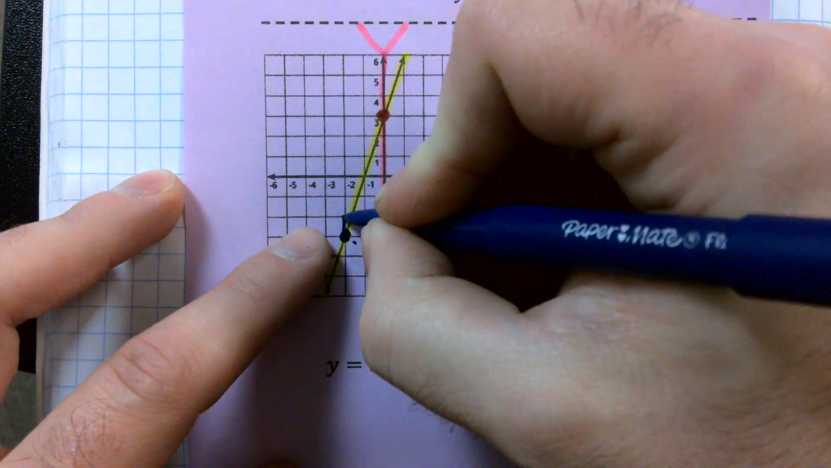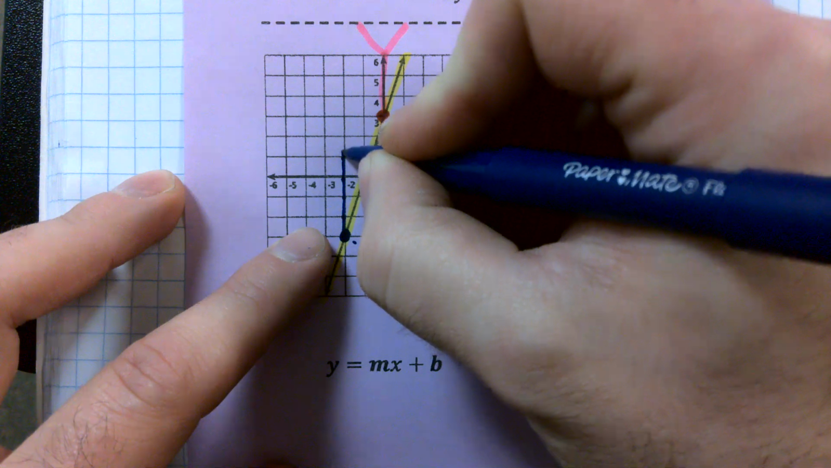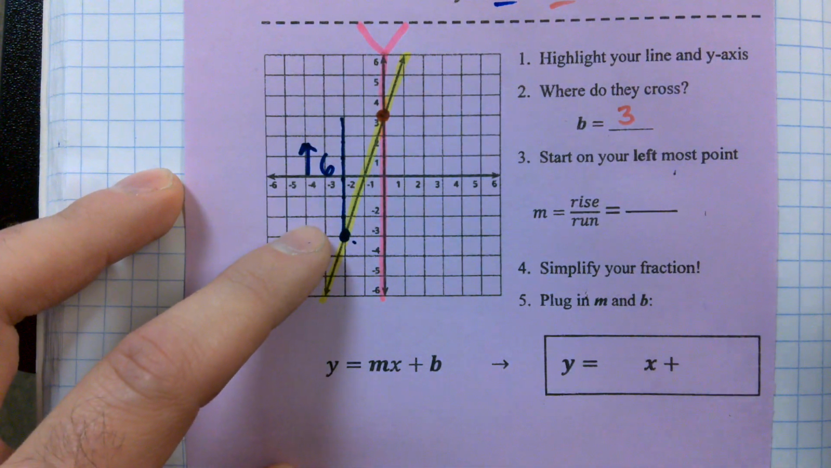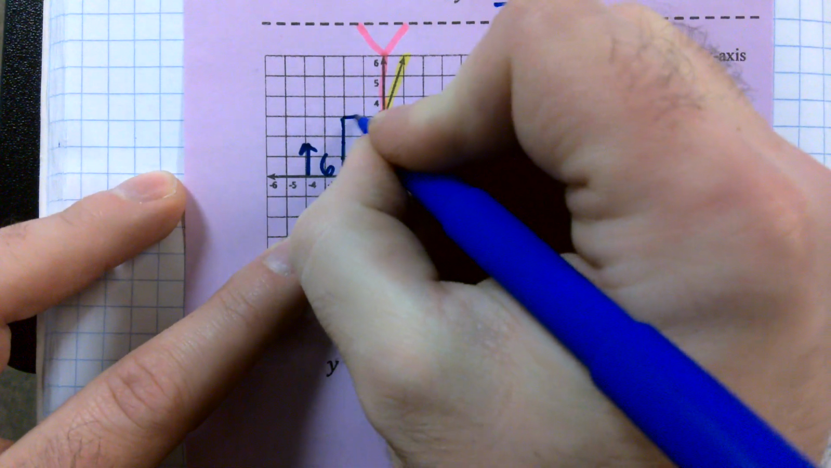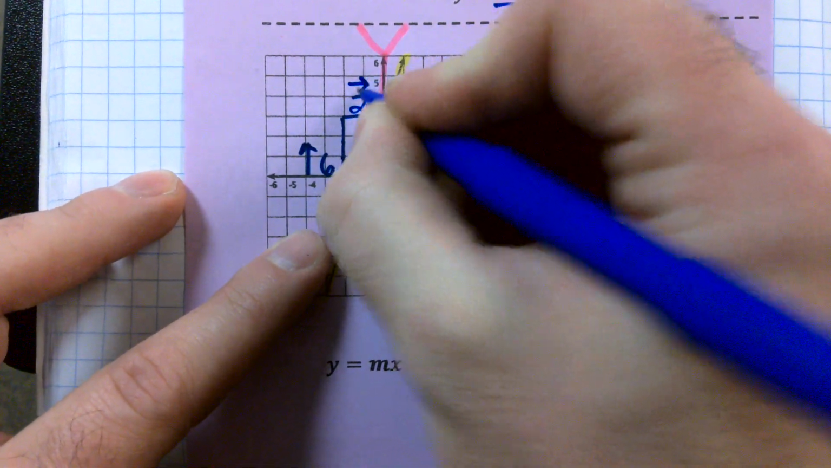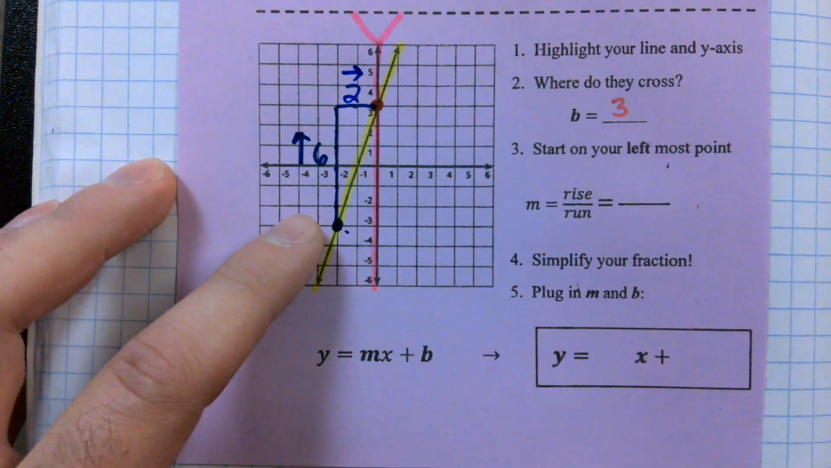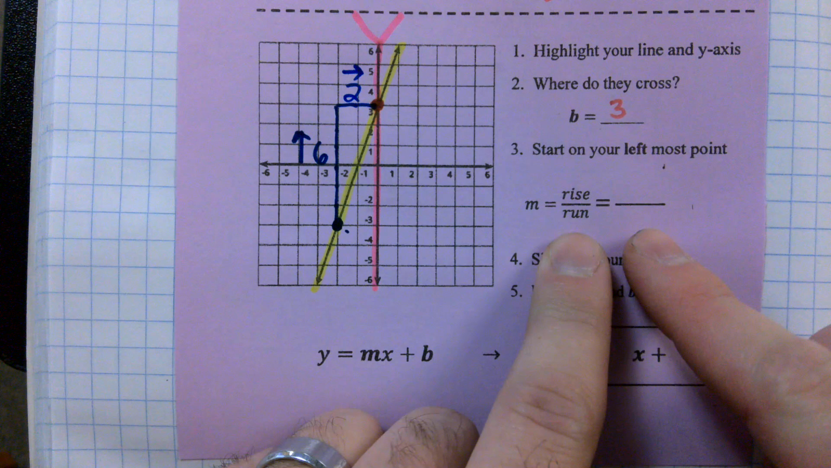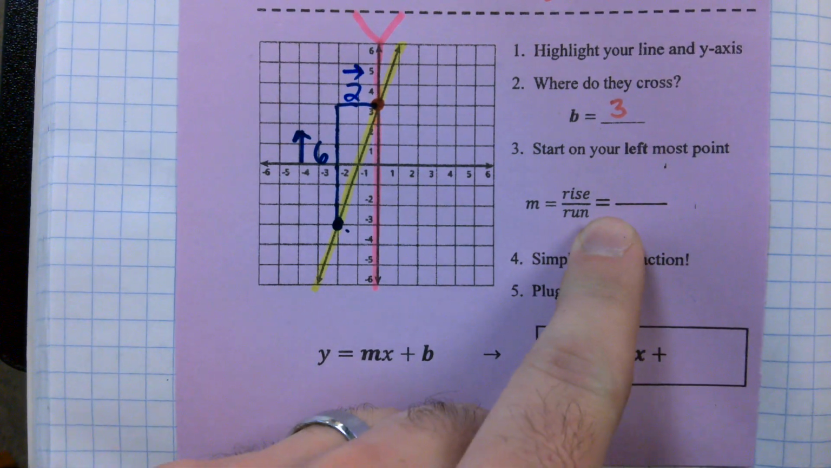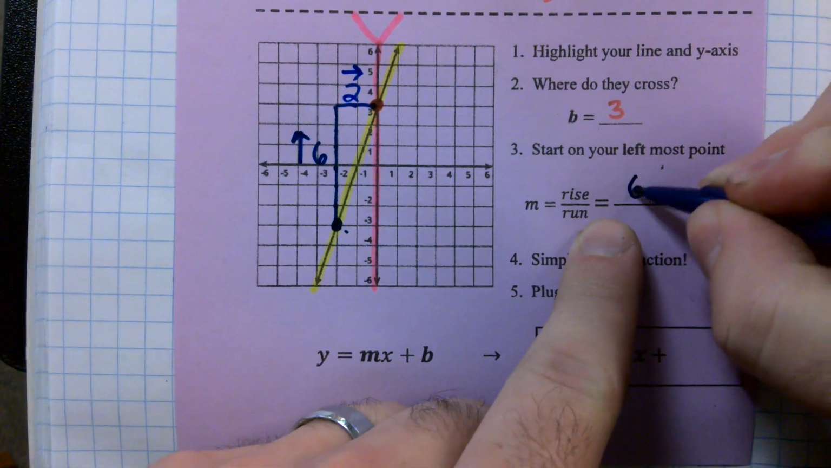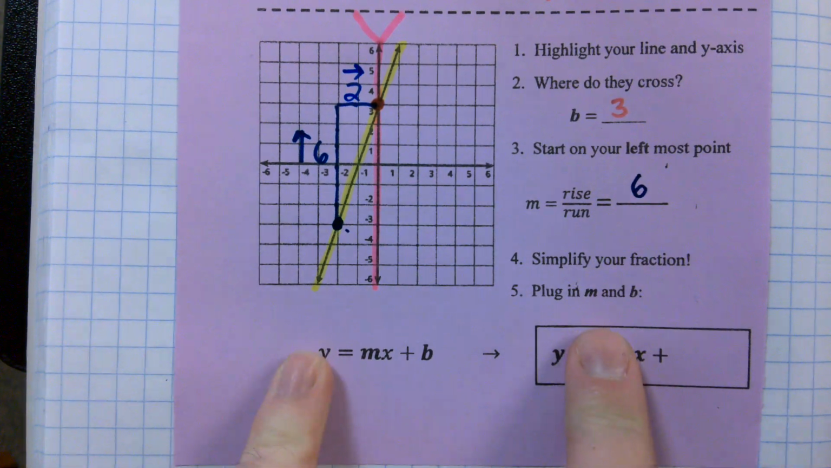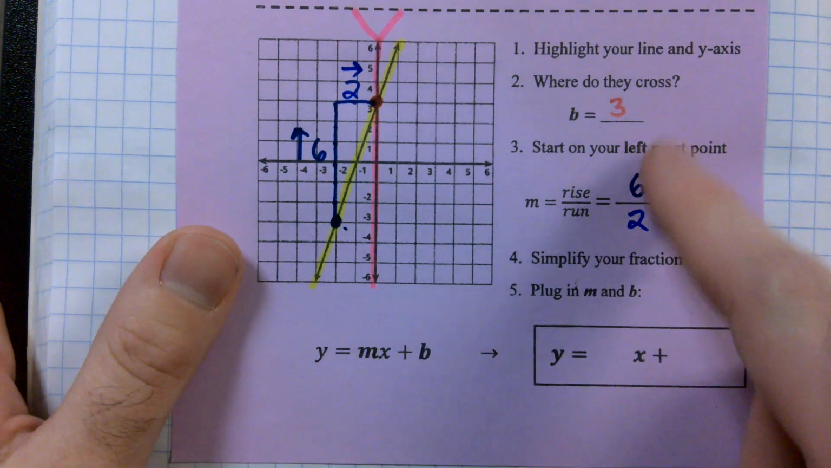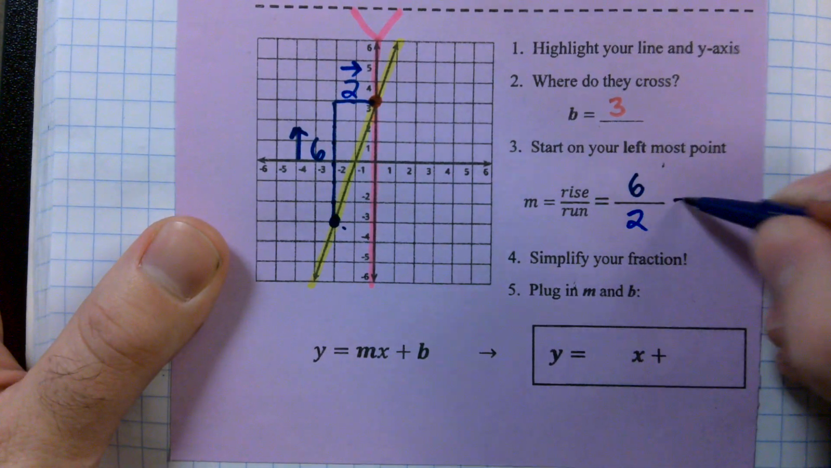Positive. 1, 2, 3, 4, 5, 6 spaces up. 2 to the right. And 1, 2 spaces to the right. So when I go to set up my fraction, what number is going to go in the numerator on the top? 6. That's my rise. What's going to go on the denominator? 2. That's my run. And yes, we can simplify it. Zach, what is 6 divided by 2? 3.